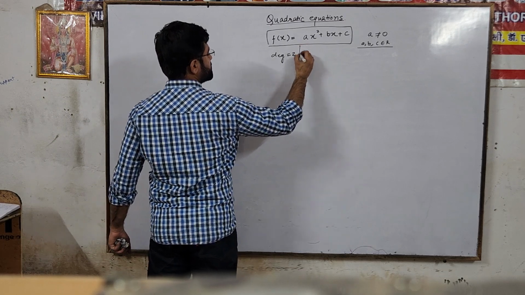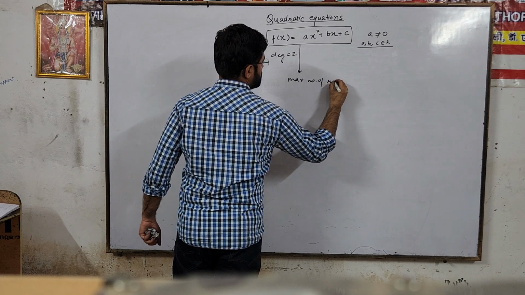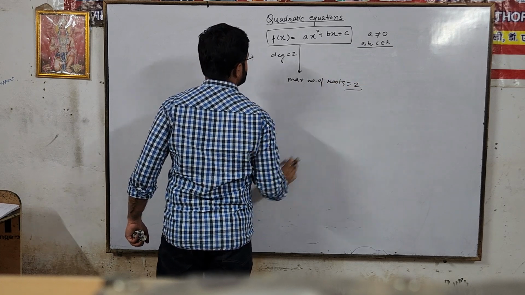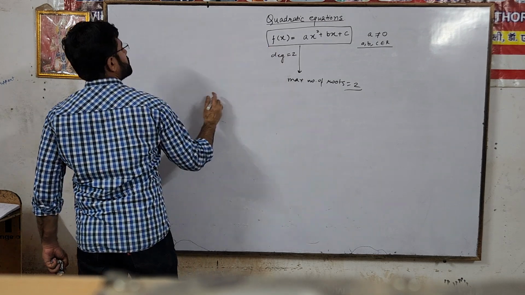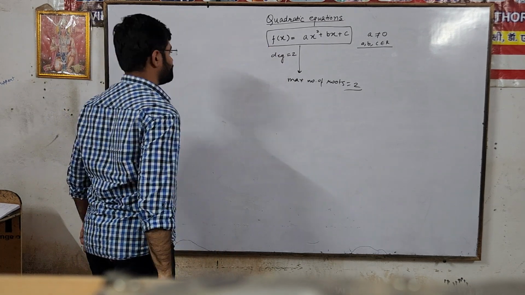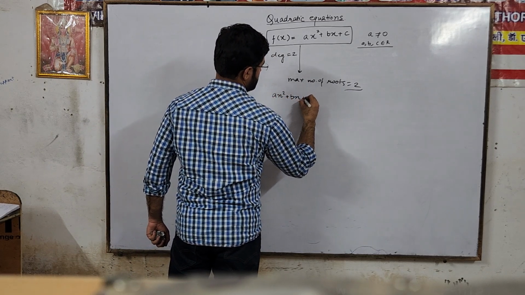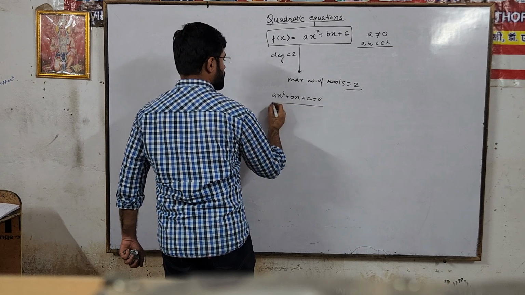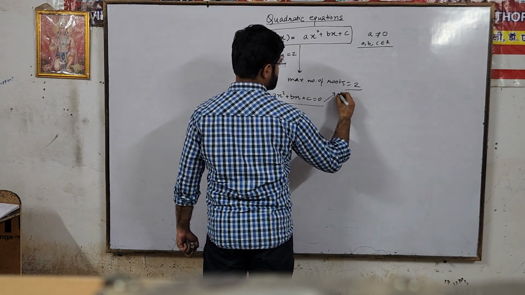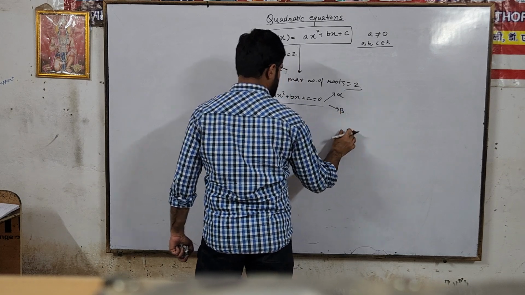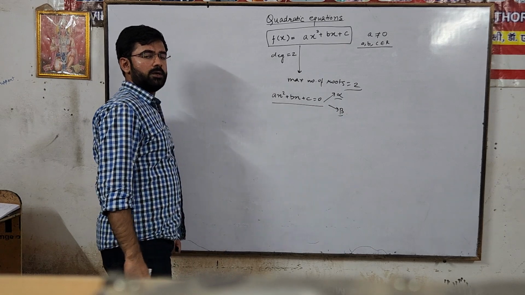So this is a general expression of a quadratic equation where the degree is equal to 2, and the maximum number of roots is equal to 2. Okay, now if you want to find the zeros of this polynomial, ax square plus bx plus c is equal to 0, we want to find the zeros or the roots of this equation. So let us assume two roots, alpha and beta.